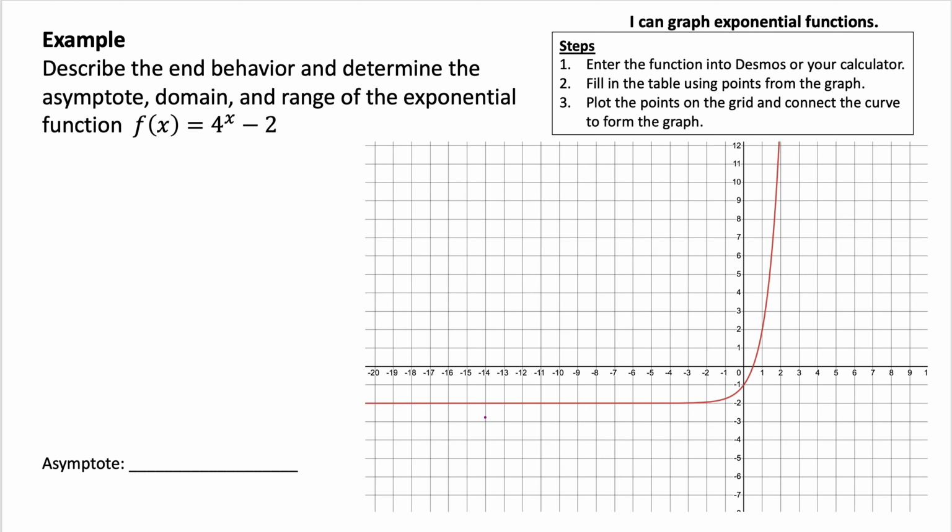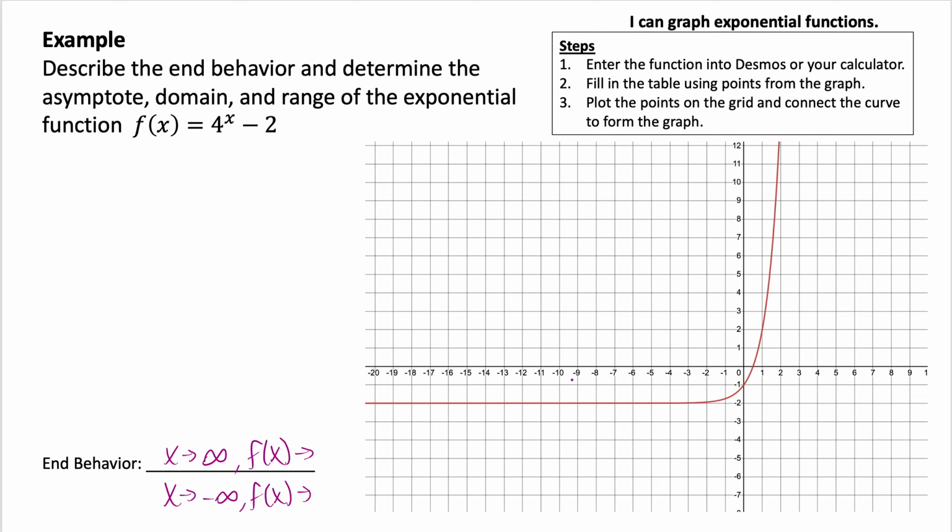So now let's describe the asymptote of the function. You can see here, here's a screenshot of the graph, which is much better than my drawing. You can see that the asymptote is y equals -2. And now let's talk about the end behavior of the function. Okay, so what happens as x approaches +infinity? What does f of x do? And what happens as x approaches -infinity? What does f of x do?